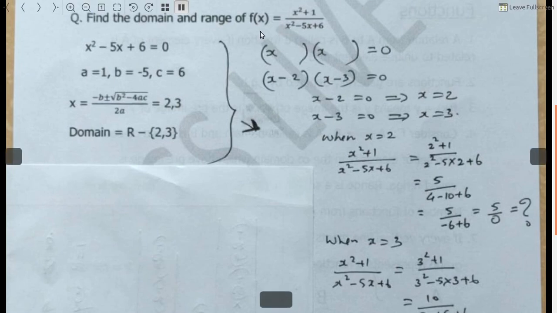Find the domain and range of the function f(x) = (x² + 1)/(x² − 5x + 6). Suppose this is a function. The question says that this is a function, so we have to find the domain and range.